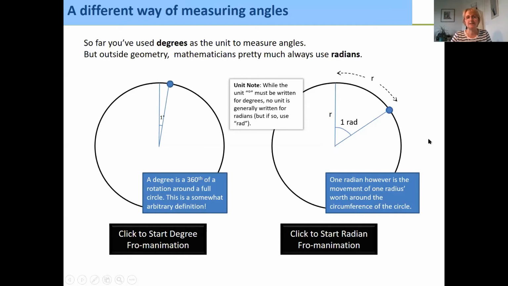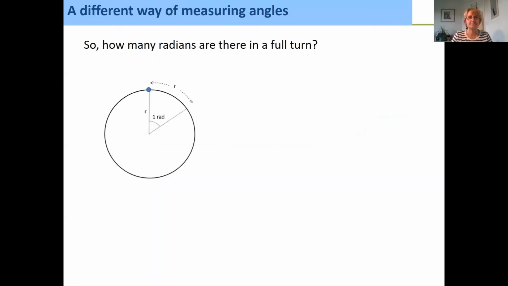Well, let's delve a little bit deeper into what 1 radian actually is. So here's 1 radian. Let's see how many of them will fit round a full turn, a full circle. There's our 2nd, 3rd, 4th, 5th. 6 and a bit fit around a circle. So that doesn't seem like such a useful measure, because you can fit 6 and a bit into a circle, not a nice round whole number.